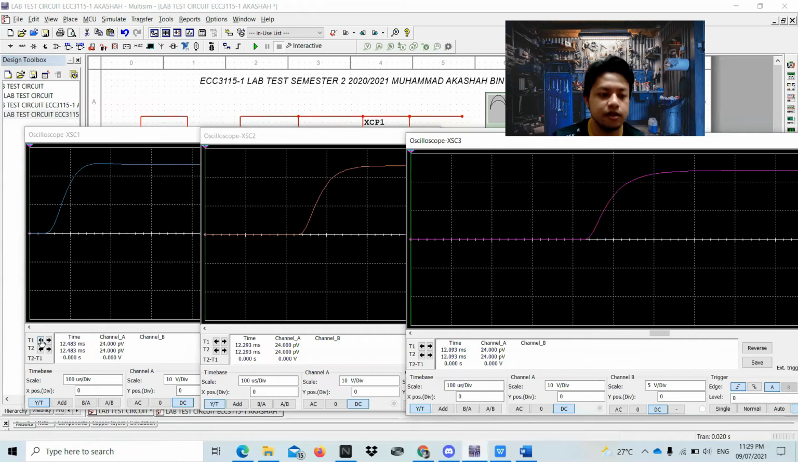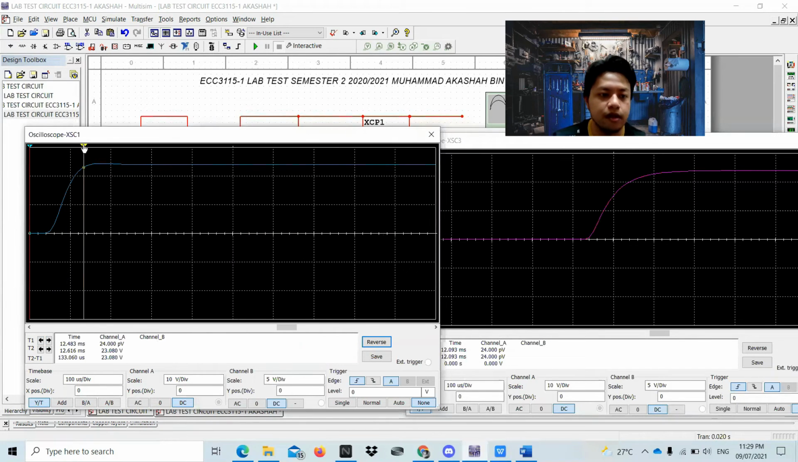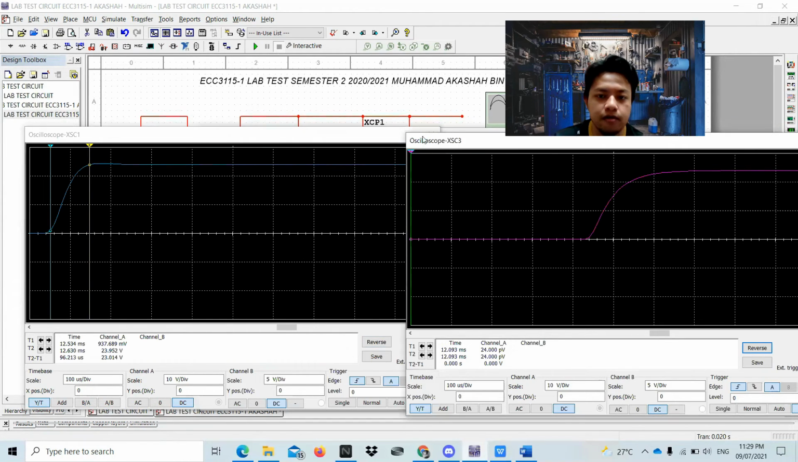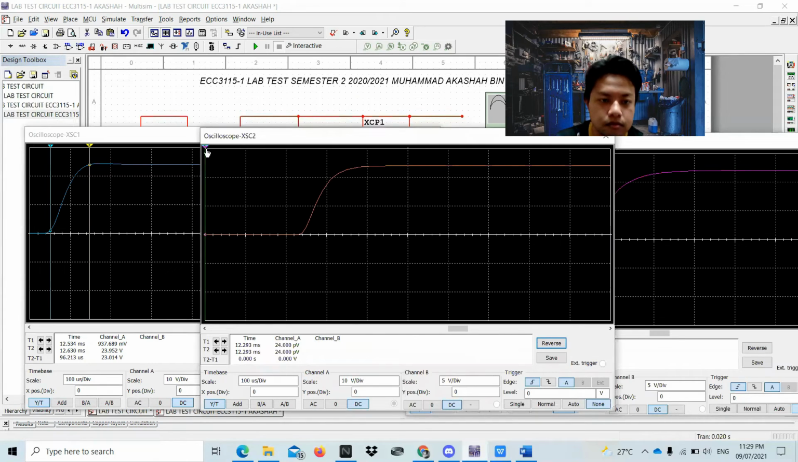So I'm going to set up the T1 and T2 to determine the value. So when the T1 is 12.534, right, and also 12.630.